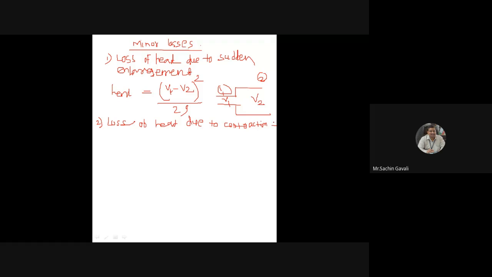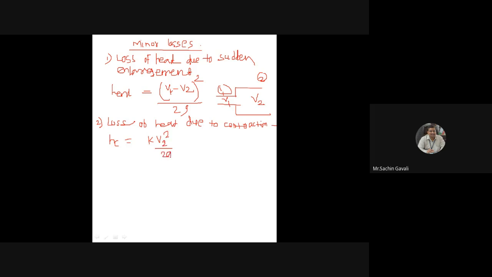So, loss of head due to sudden contraction. Who will tell the formula now? HC, or H contraction, is V2 square upon 2G. Whether it is correct or K into what? HC is K into V2 square upon 2G. Am I right? And K value is nothing but what?